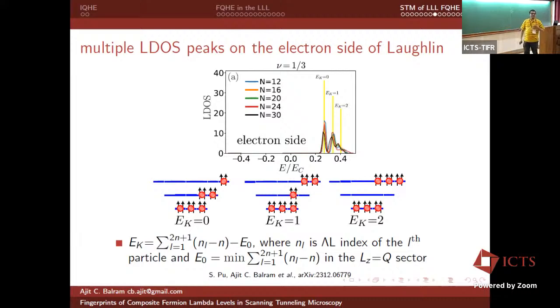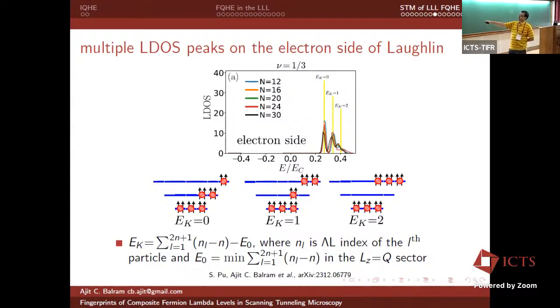These 3 configurations have different kinetic energy of composite fermions. Let's say if I call this configuration kinetic energy 0, then this has 1 more particle in a higher lambda level, so this has kinetic energy 1. This has kinetic energy 2. Now you arrange all possible ways of 3 particles in a given kinetic energy, and you see these peaks. Kinetic energy 0 is this peak, kinetic energy 1 is this peak, kinetic energy 2 is this peak. Higher and higher kinetic energies are suppressed, so you see smaller and smaller peaks there.